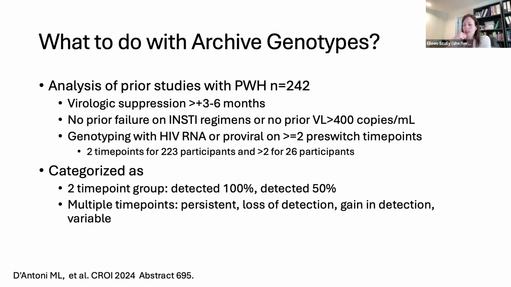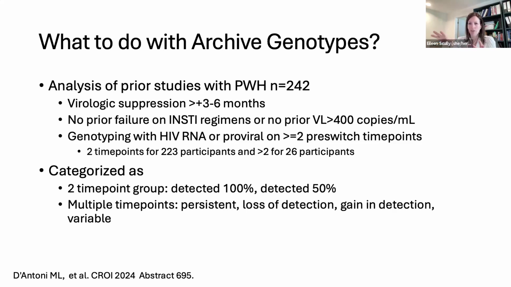So this was a study presented at CROI. It analyzed people living with HIV, a total of 242 who had had viral suppression for 3 to 6 months and no prior failure on an INSTI regimen and no prior viral load greater than 400 copies. So they did genotyping with HIV or proviral on at least 2 pre-switch time points and 2 time points for 223 participants and more than 2 for 26.